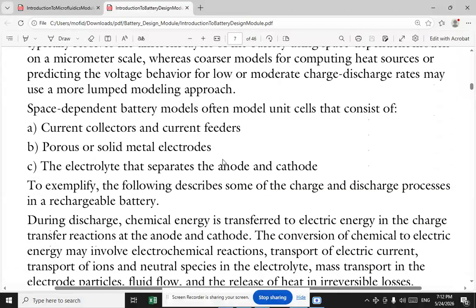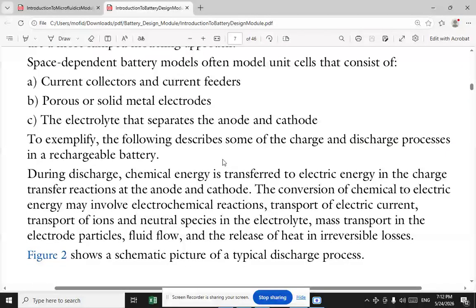Space-dependent battery models often model unit cells that consist of the current collectors and current feeders, porous or solid metal electrodes, and the electrolyte that separates the anode and cathode. To exemplify, the following describes some of the charge and discharge processes in a rechargeable battery.